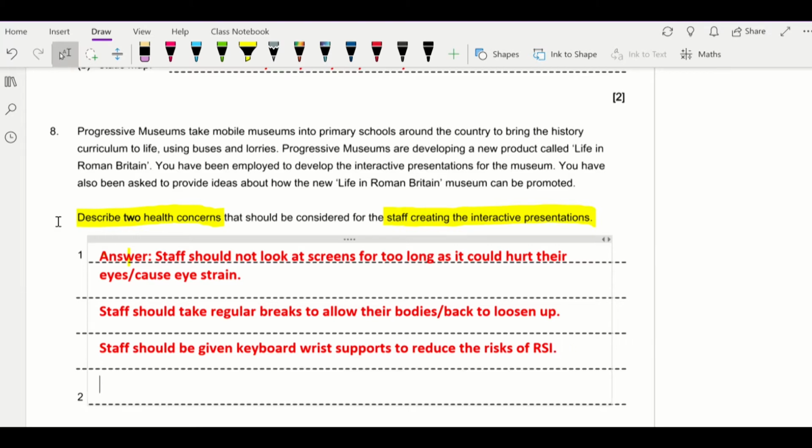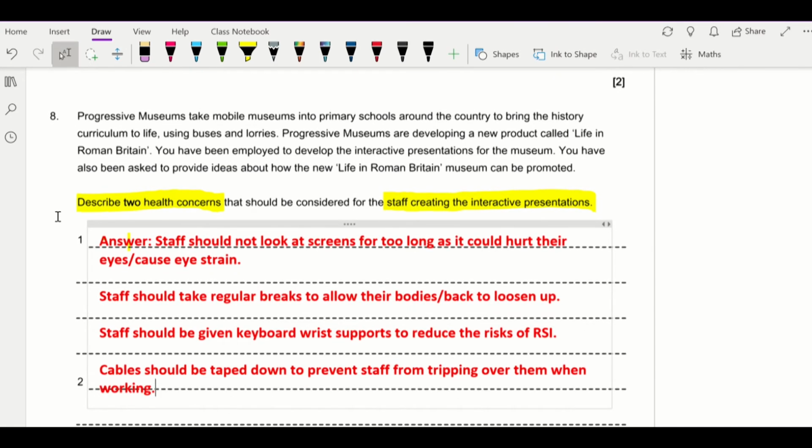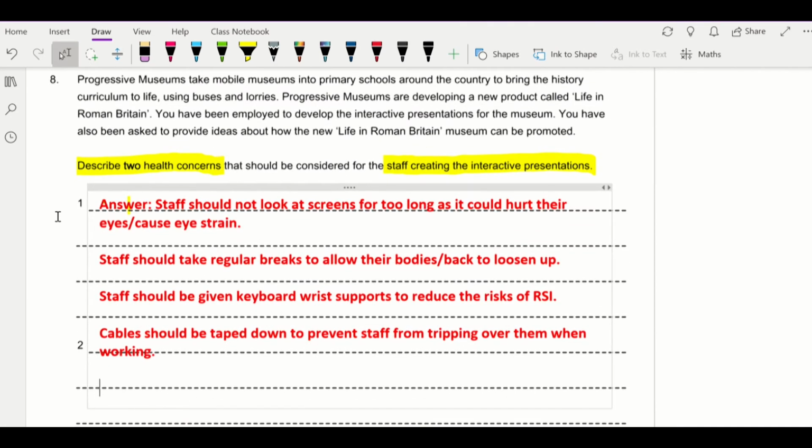We could also talk about cables should be taped down to prevent staff from tripping over them when working. We could also have a look at filming locations.